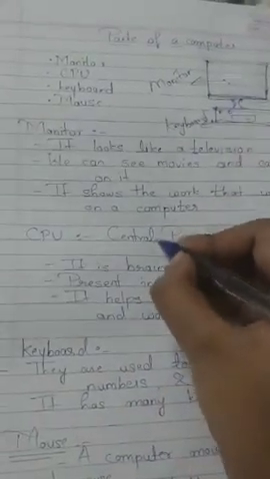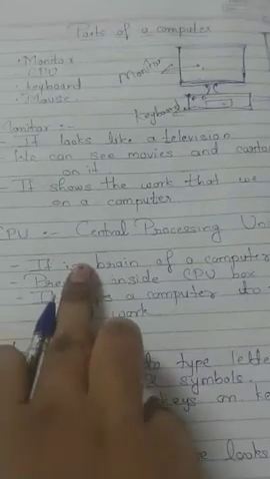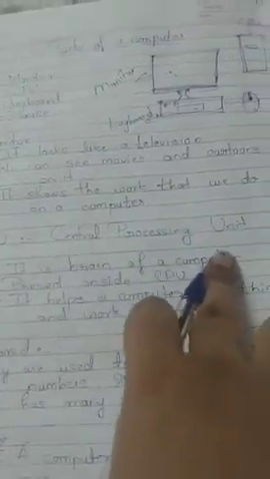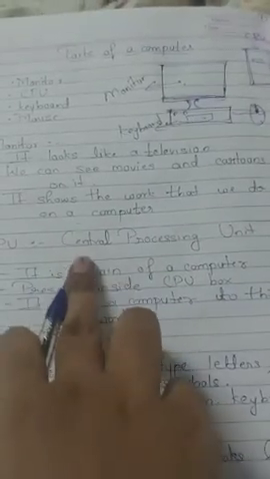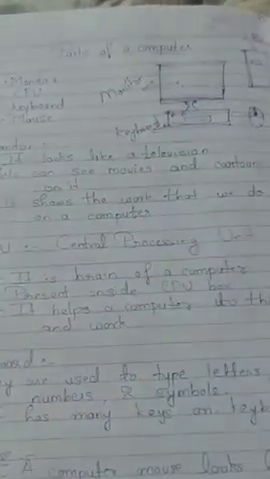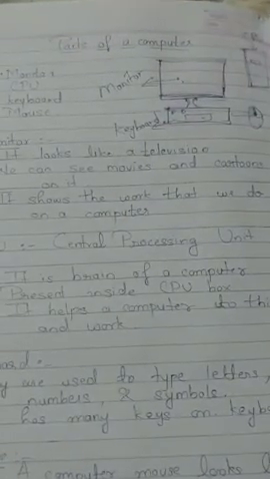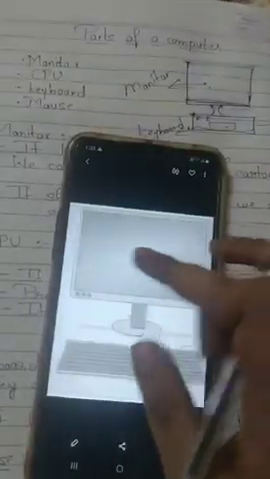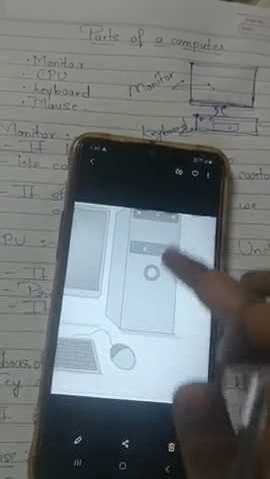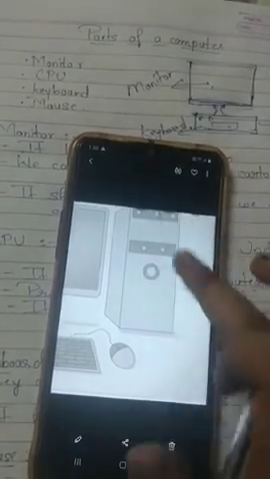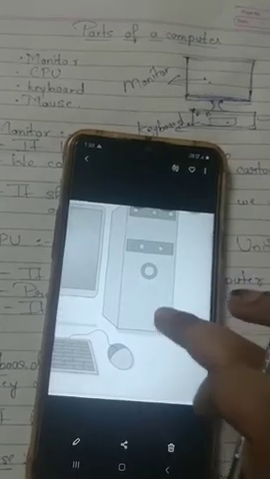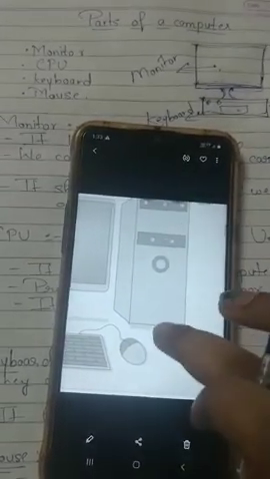What is the CPU? C stands for central. CPU stands for central processing unit. What does C stand for? Central. Where is the CPU in this? This is the CPU. How does it look? It looks like a rectangular box. Yes or no?